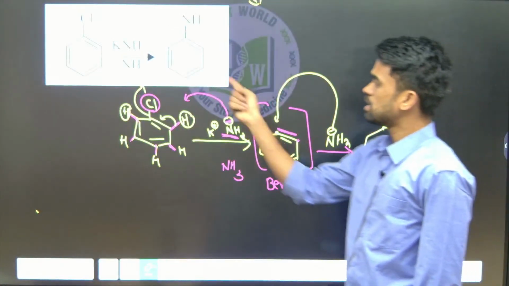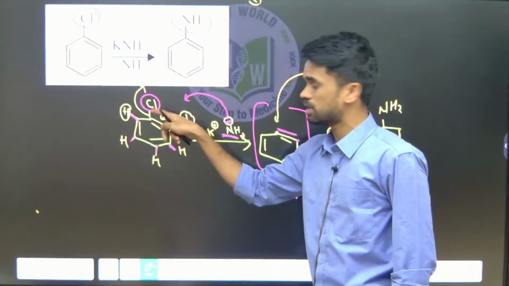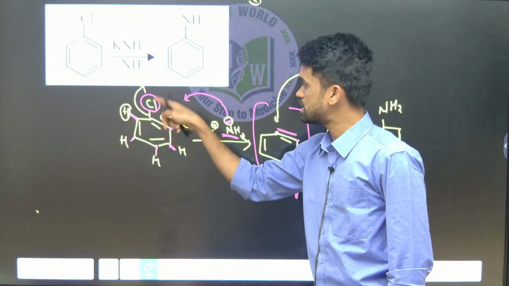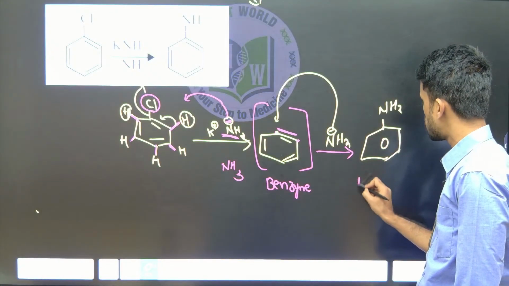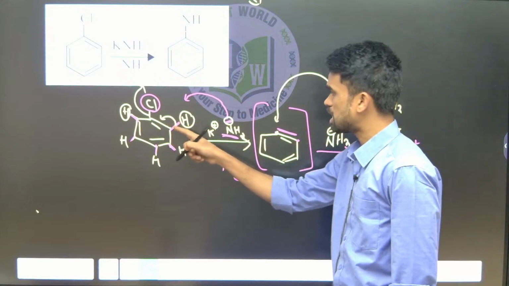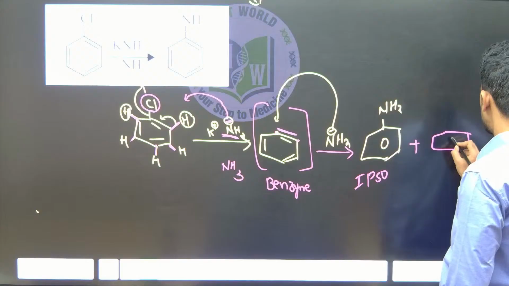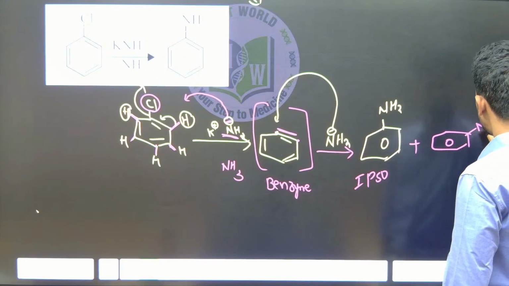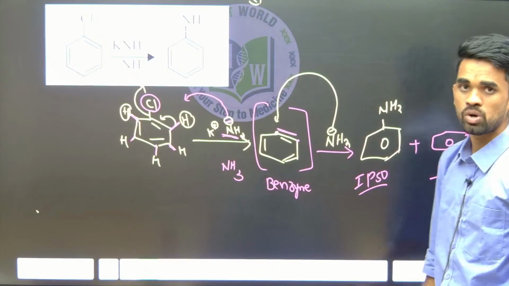Wherever the group is eliminated, to the same position we are adding this NH2. So you can say this is the ipso product. If it is coming to the adjacent carbon, see, it is coming here now, then you can say it is a cine product. So you have two types of product, ipso and cine.